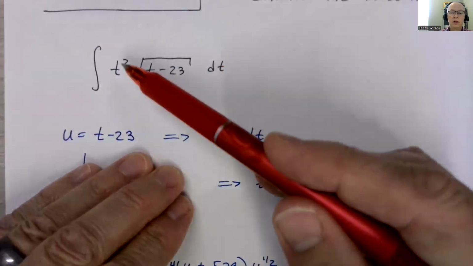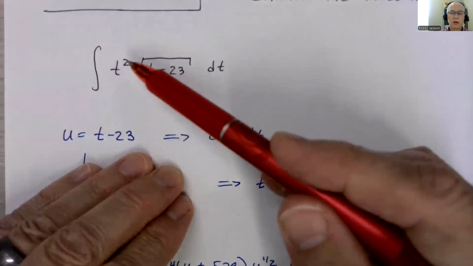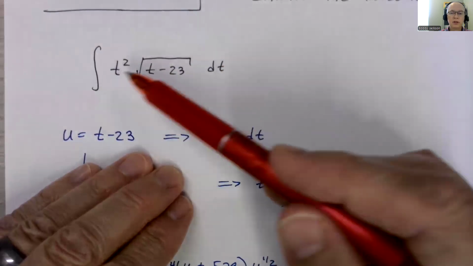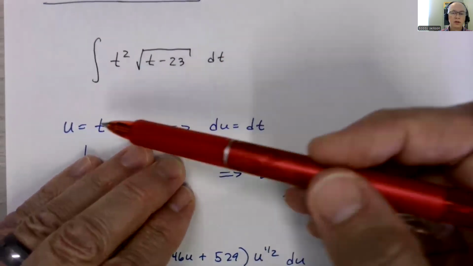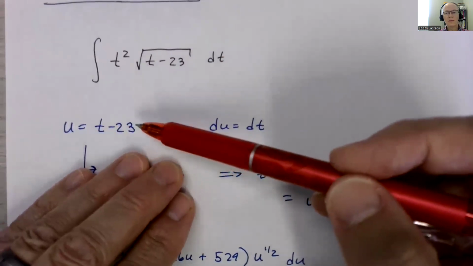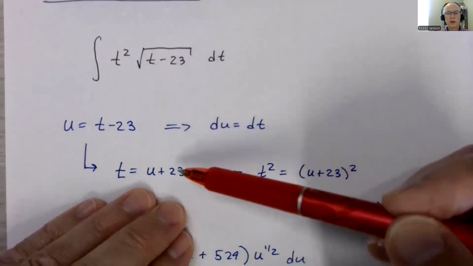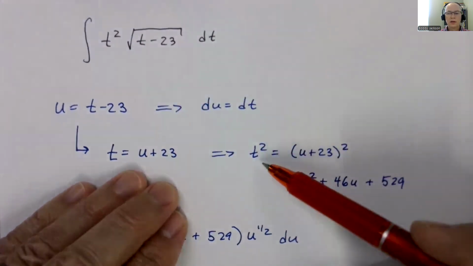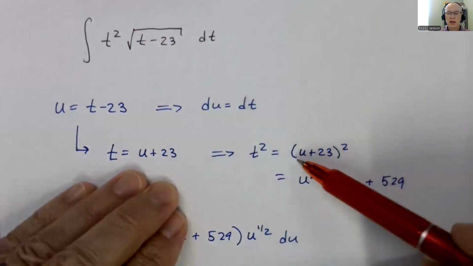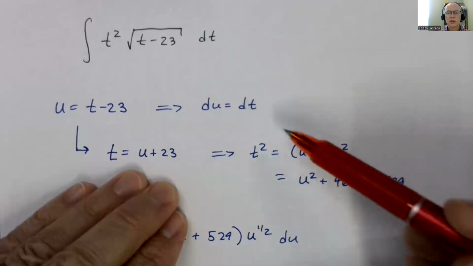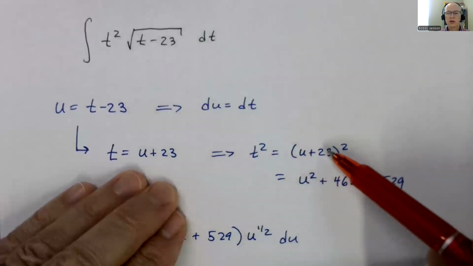dt is just du, but I've got this t squared left over. What am I going to do with that? I can't have t's and u's mixed up. Well, look at here. Since u is t minus 23, I can add 23 and get t as u plus 23, and then I can square t, right? And I get u plus 23 squared. So this is what t squared will be in terms of u.